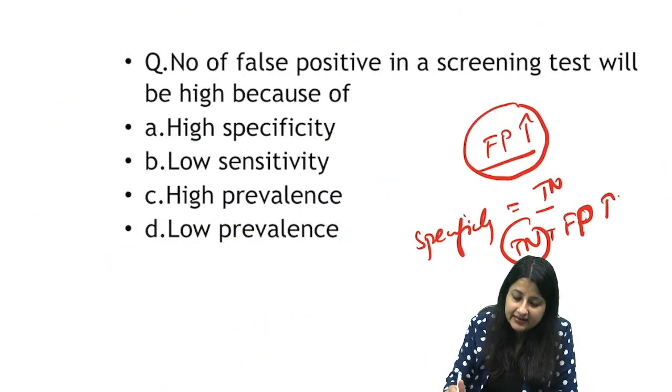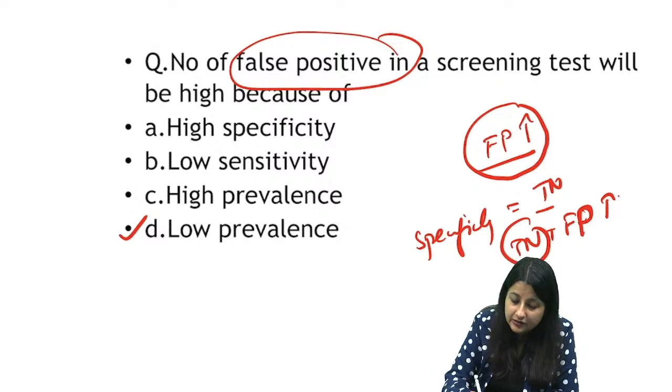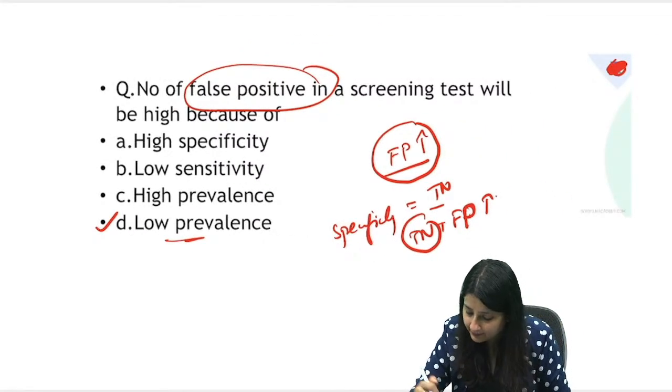So what is the correct answer to this? When is the chance of a false positive more? When prevalence is low. Okay? That is the thing. Clear? Okay, let's do a couple more questions, guys.